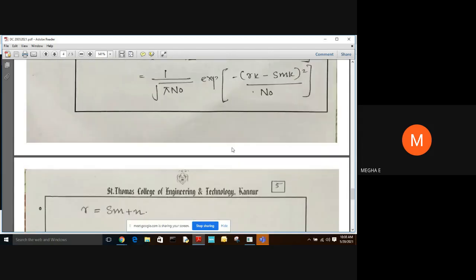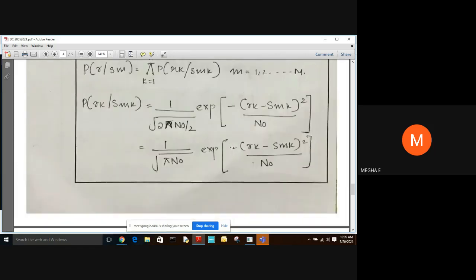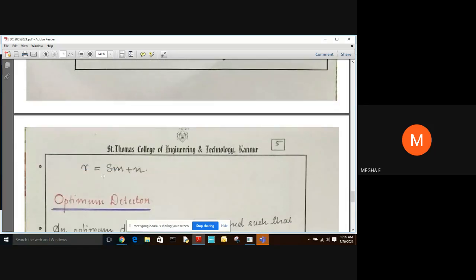And finally we get that R equal to Sm plus n. Nothing but received signal is nothing but transmitted plus n. Hence we can define that the additive white Gaussian noise channel is equivalent to an n-dimensional vector channel described by this R equal to Sm plus n.